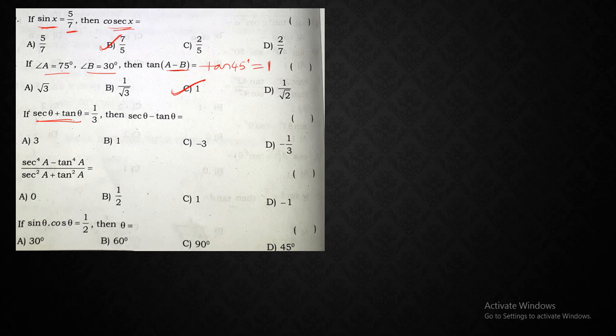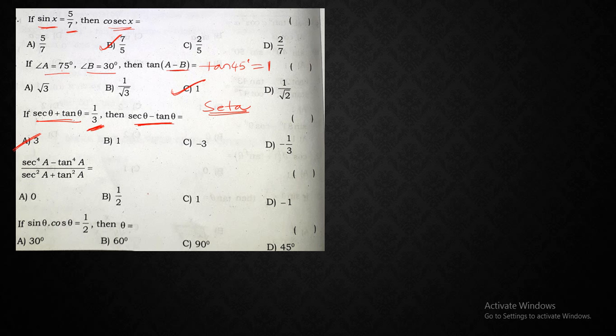Next, secant theta plus tan theta is equal to 1 by 3. Then secant theta minus tan theta. So here these are in order, right? So simply you can remember, since it is in order, I can directly take its reciprocal. So the reciprocal of 1 by 3 is 3.